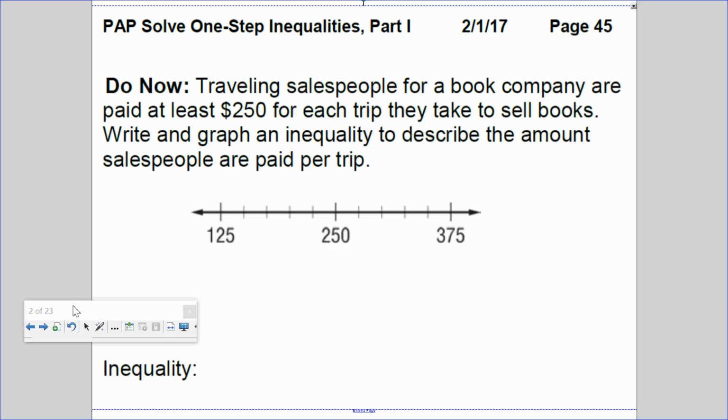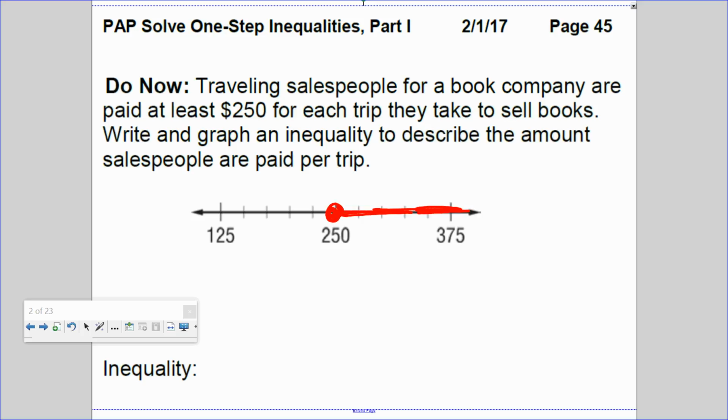If they are paid at least $250, can they be paid $300? Yes, they can. Can they be paid $400? The least they can be is $250. Yes, they can. What about can they be paid $200? I don't think so. It's the at least. I mean, 250 is the least they can be paid. So that means it could include 250 and all of these amounts.